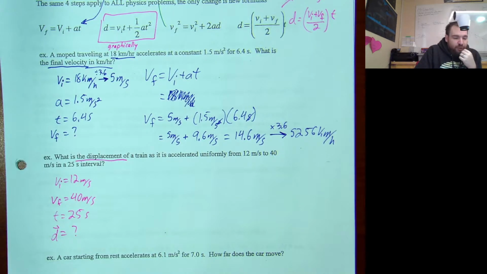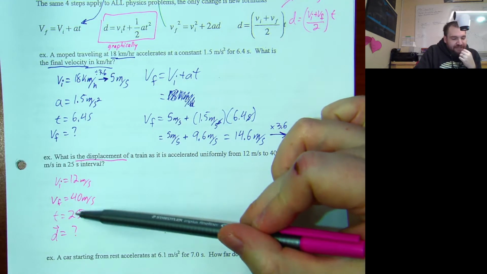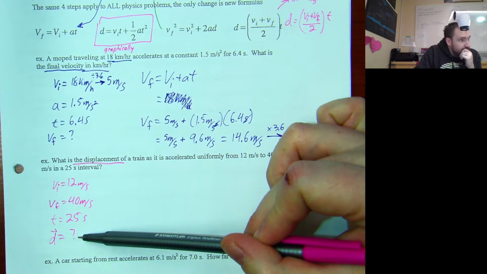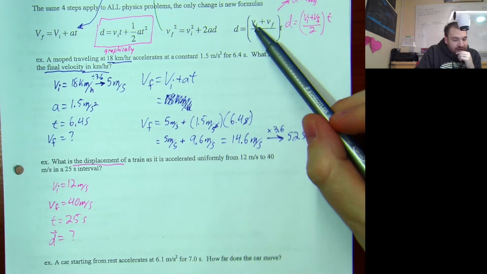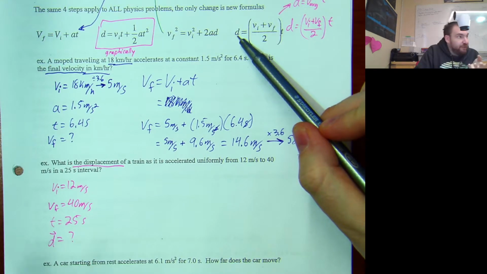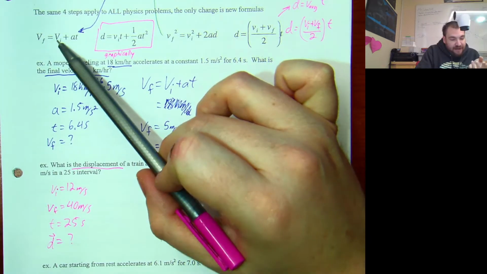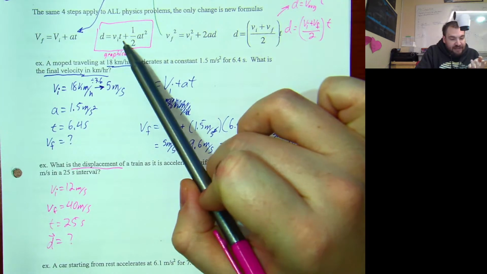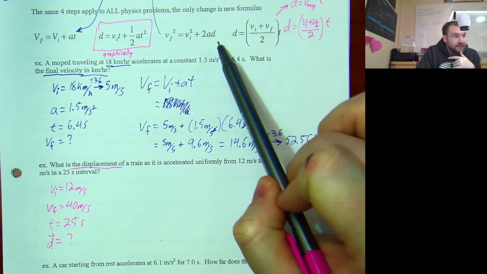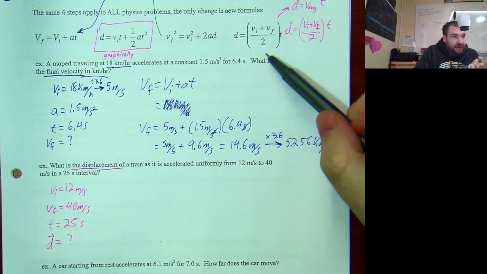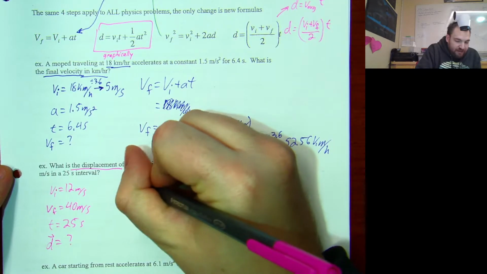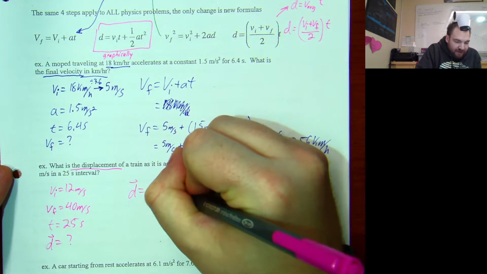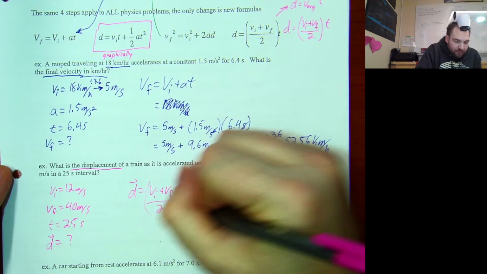So which kinematic equation relates VI, VF, T, and D? VF, VI, T, and D. None of the other three do that. This one is VF, VI, A, and T. This one's D, VI, T, and A. This one's VF, VI, A, and D. So we have to use the one that I don't like. So we're going to have D equals (VI plus VF) over 2 times T.